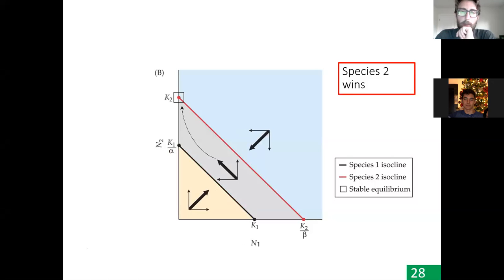All right. The next possibility is that species 2's isocline is completely above the isocline for species 1. We could solve for the vectors and get this kind of outcome here. So no matter where we start in the graph, we expect species 2 to win. The vectors are pointing us to the final outcome of species 2 increasing to its carrying capacity and species 1 going extinct. And that happens if the x and y intercepts have this kind of relationship to each other: K1 over alpha less than K2, and K1 less than K2 over beta.